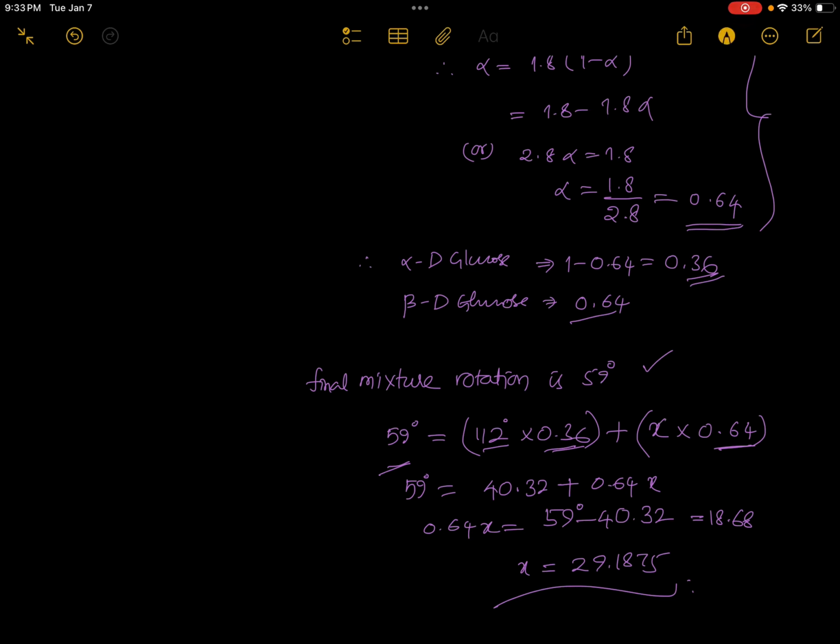Its rotation we are taking as x. So on solving you will be getting x is equals 29. So approximately 29.2. The options were like 29.6, better. Okay, so this is only 29.6.